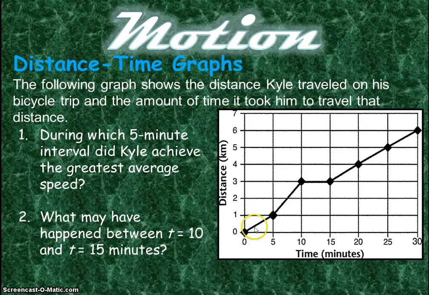Okay, this is Kyle on his bicycle trip, right? And his distances. During which 5-minute interval did Kyle achieve the greatest average speed? Well, that's going to be our slope, right? Here's a 5-minute period where he went 2 full kilometers because we go from 1 to 3. That is clearly going to be the fastest speed, right? And between 10 and 15 minutes, what happens? His distance didn't change. What does that have to mean? Absolutely, it has to mean that he stopped. All right, so we need to absolutely be able to read distance and time graphs. What happened to our distance over a certain amount of time?